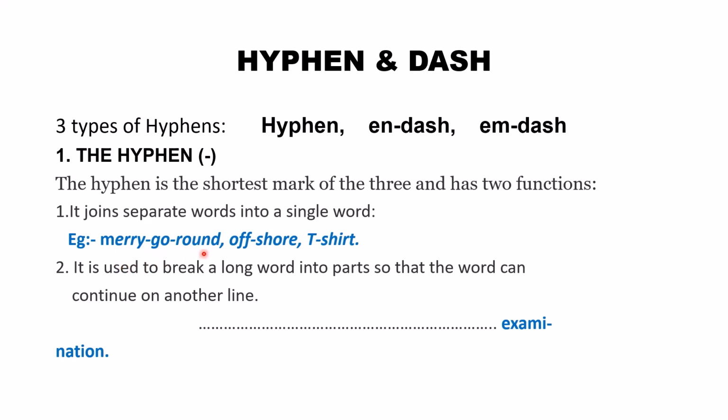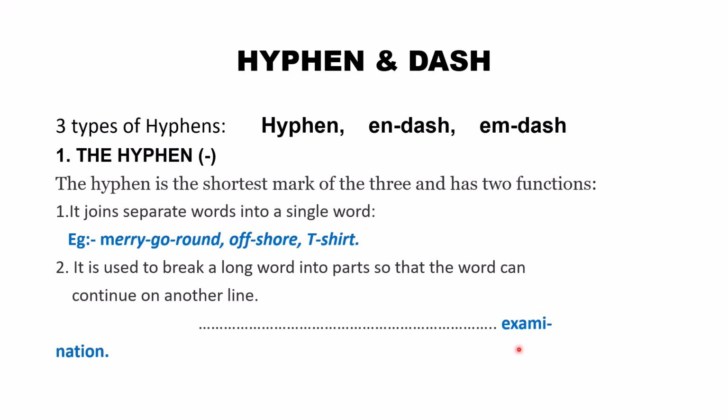Okay, merry-go-round. These are the 3 words which are joined with the hyphens. Offshore, t-shirt, like that, you have these hyphenated words. And this is the shortest sign, students. Then second function is it is used to break a long word into parts so that the word can continue on other lines. Sometimes when we write, the word ends abruptly at the end of the page. So we have to break it. So when we break the word, we use this hyphen. So these are the 2 important functions of the hyphen, students.